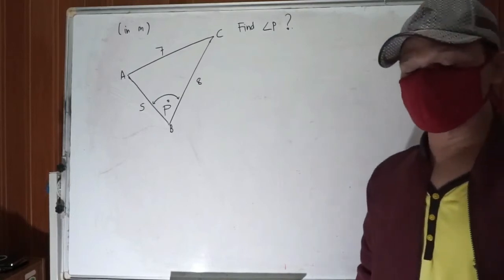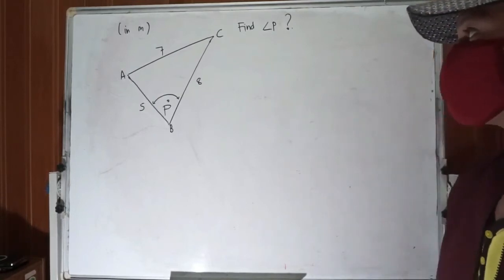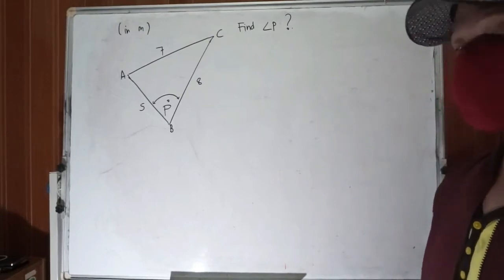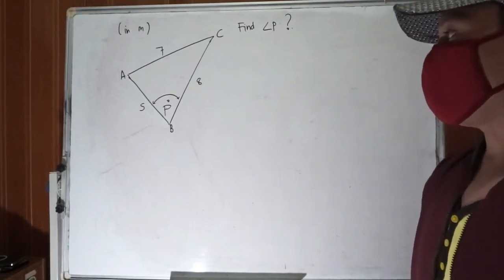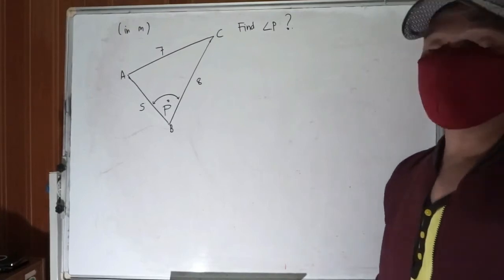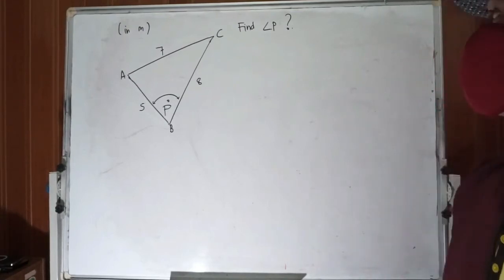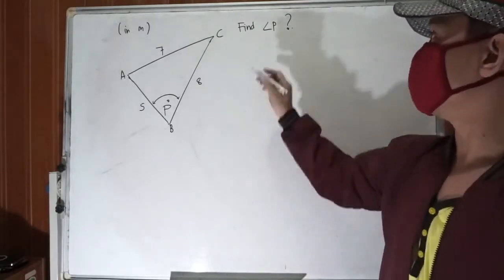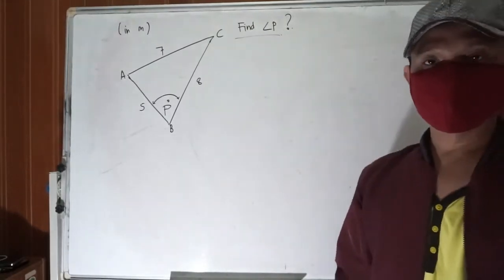Okay, students, we go to the next question. I have a triangle ABC. Angle ABC is P degrees. AB is 5 meter, BC is 8 meter, and AC is 7 meter. The question is find angle P. Okay, students, find angle P.